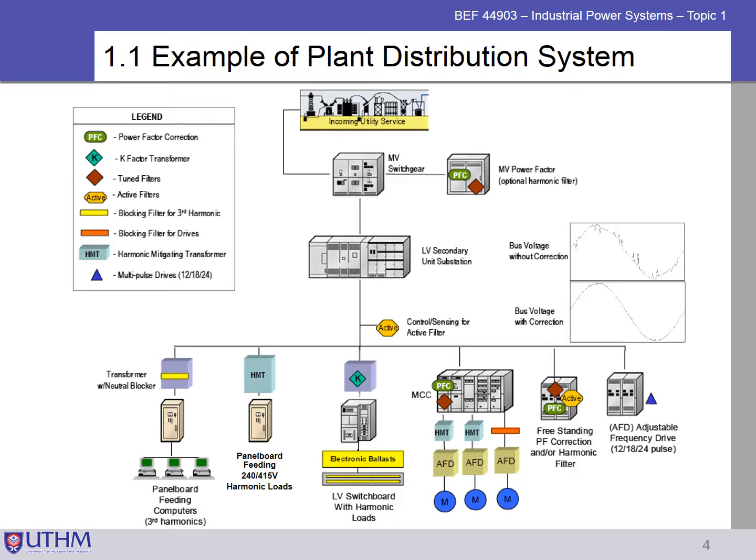And then from the LV secondary unit, the LV is connected to all the loads. Okay, this is the load for industrial. We can see here the computer, and then we have harmonic loads, panel board, and LV switchboard, and then we have motor. M represents motor. Mostly in industrial, there are so many motors connected to the substation.